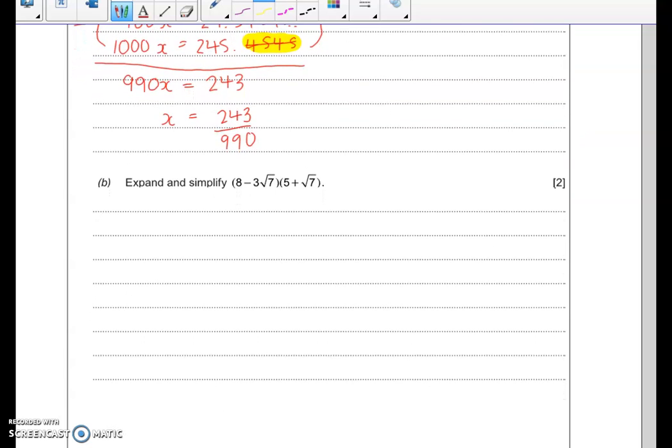Okay. Then moving our way down to the third question, we've got some brackets to expand. So this is going to be FOIL. We've got 8 times 5, which is 40. Then we've got 8 times root 7, so that's just 8 root 7. Then we've got 5 lots of minus 3 root 7, so that's minus 15 root 7. And then last of all, we've got to multiply 3 root 7 by another root 7.